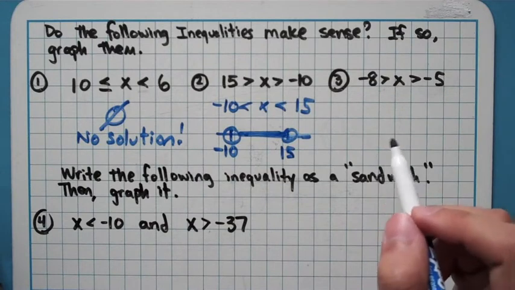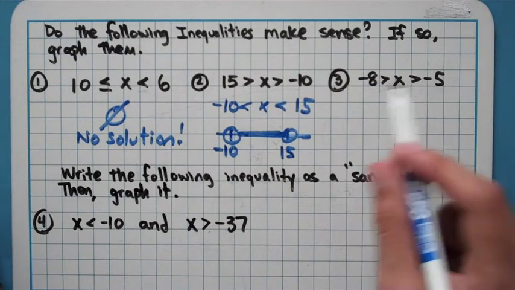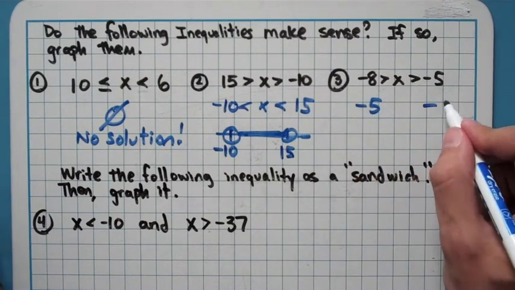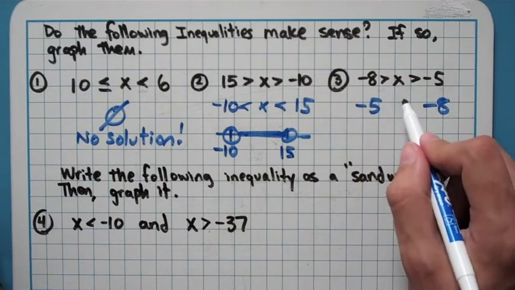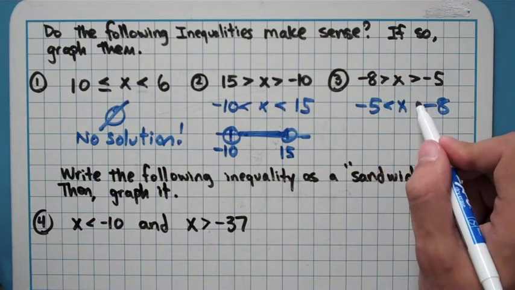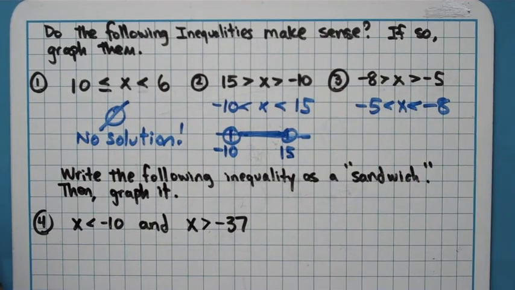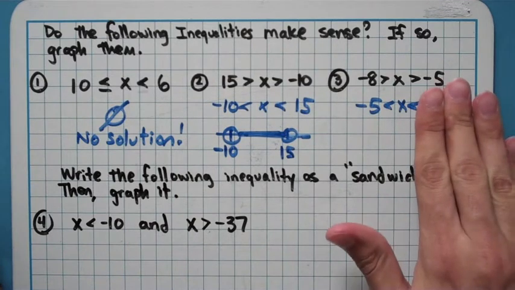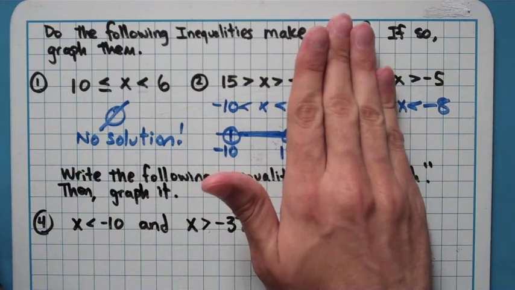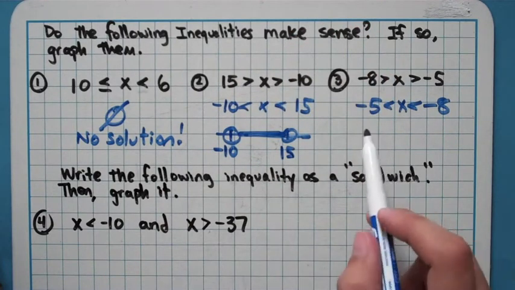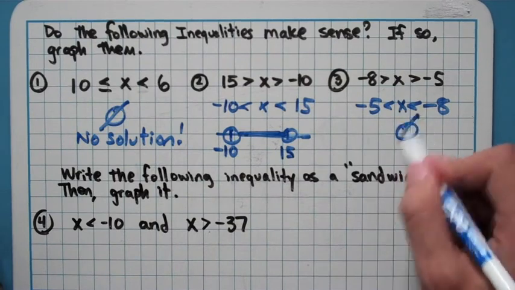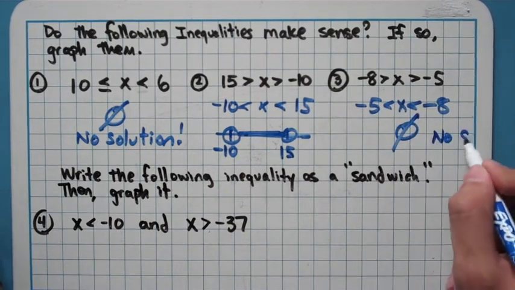Third problem here, same sort of deal. I want to turn this whole problem around because I have greater than signs, which is no good. -5, -8, make sure the alligators still eat the same things. Want to eat the x, want to eat the -8. Now I just analyze it. Can you have numbers that are bigger than -5 and smaller than -8 at the same time? The answer is no, you can't. -5 is bigger than -8. This number's in the wrong spot. The sandwich is made incorrectly. It does not make sense. There are no solutions.